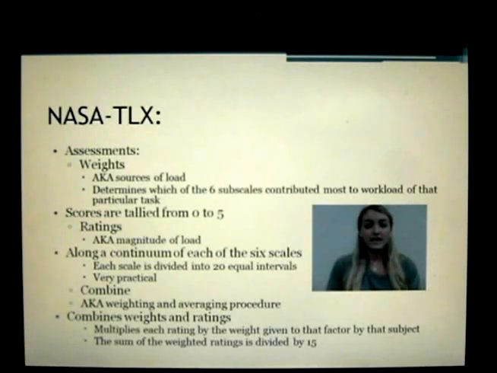Rate, aka magnitude of the load, is when subjects mark along a continuum in each of the 6 scales at their desired location on the paper or computer. Each scale is divided into 20 equal intervals, and it is very practical.